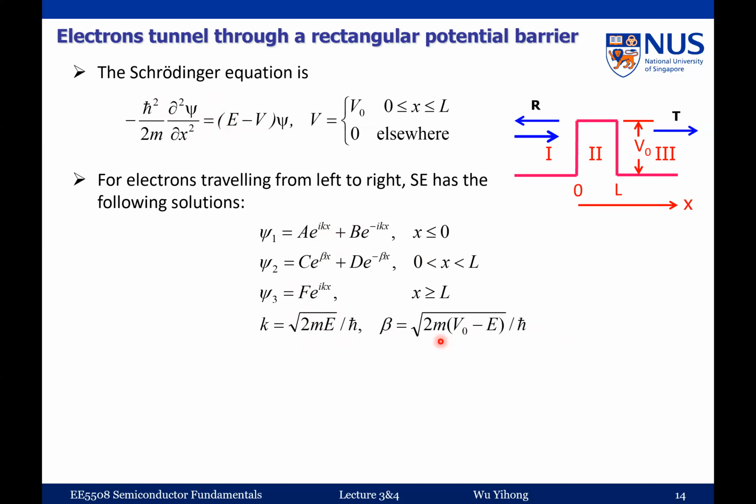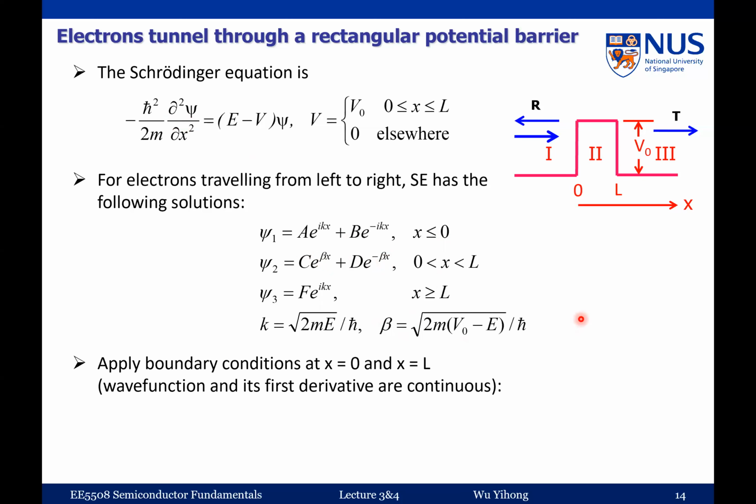Now, of course, this beta itself is positive, right? So how to get this? You just need to put the V naught here, and then solve this one, by substituting this in, and then you find out beta is given by this one. Okay? After that, we just apply the boundary conditions. We have 2 boundary conditions. One is that the wave function is continuous, and another is that the first order derivative is continuous. This is quantum mechanics, so we'll not go into details.